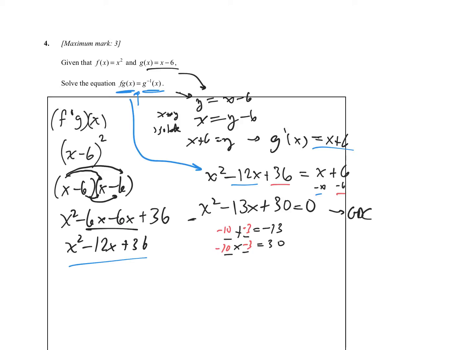And since a is equal to 1, we can simply write those numbers that I just found into two brackets. And so therefore x = 10 and x = 3.